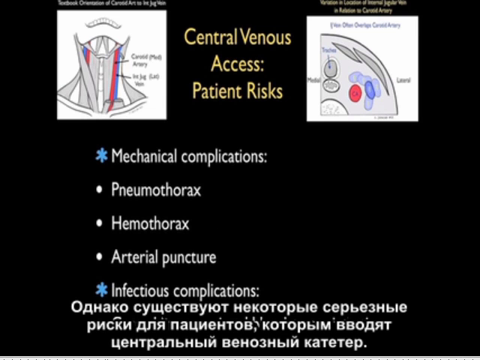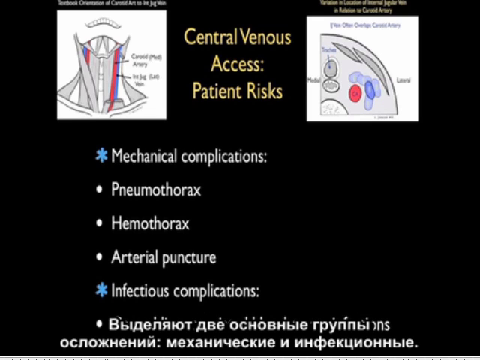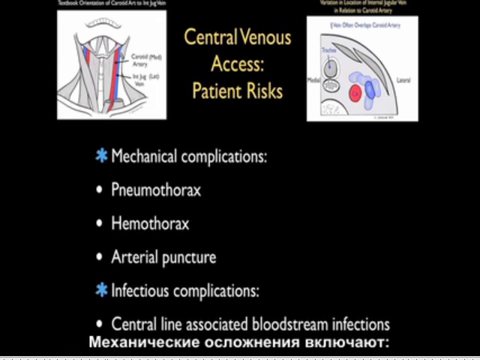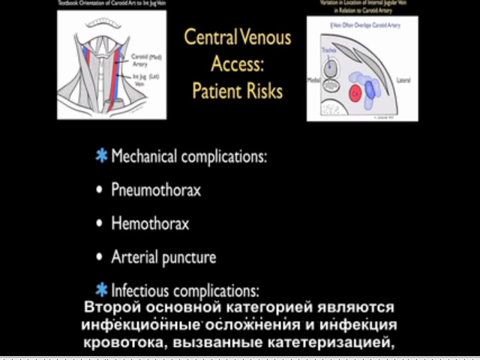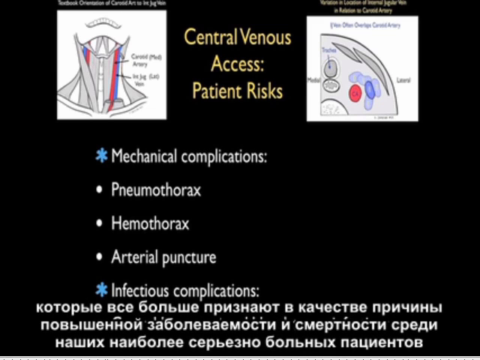However, there are some serious patient risks involved with placement of a central venous catheter. The two main groups of complications are the mechanical and the infectious. Those included under mechanical complications are pneumothorax formation, hemothorax formation, and inadvertent arterial puncture with hematoma formation. The second main category are the infectious complications, and central line associated bloodstream infections are an increasingly recognized cause of increased morbidity and mortality in our sickest patients.